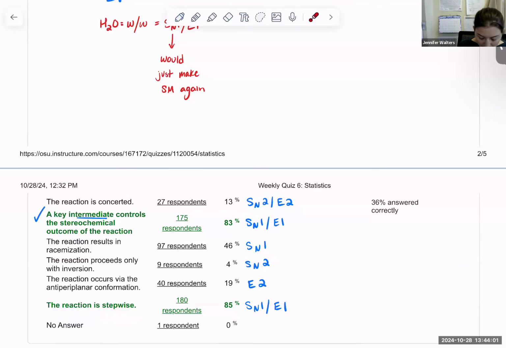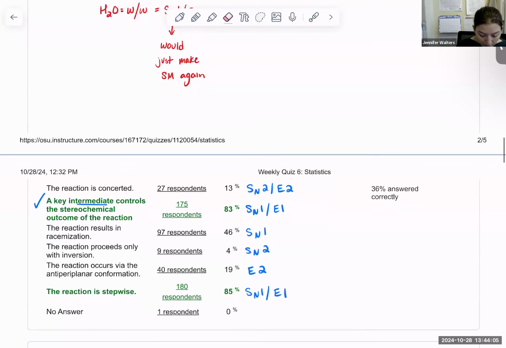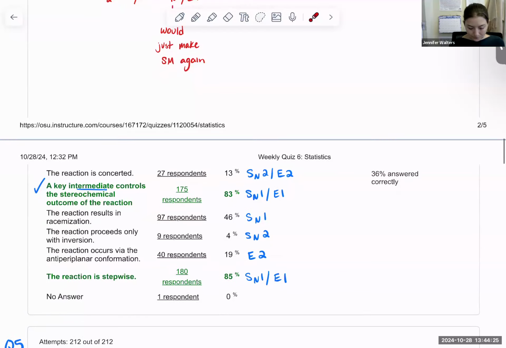The reaction results in racemization? No, that would only be true if it were SN1. The reaction proceeds only with inversion? No, that would only be true if it were SN2. Reaction occurs via antiperiplanar? No, that would only be true if it were E2. The reaction is stepwise? Yes, that's true for our SN1 and E1 reactions.